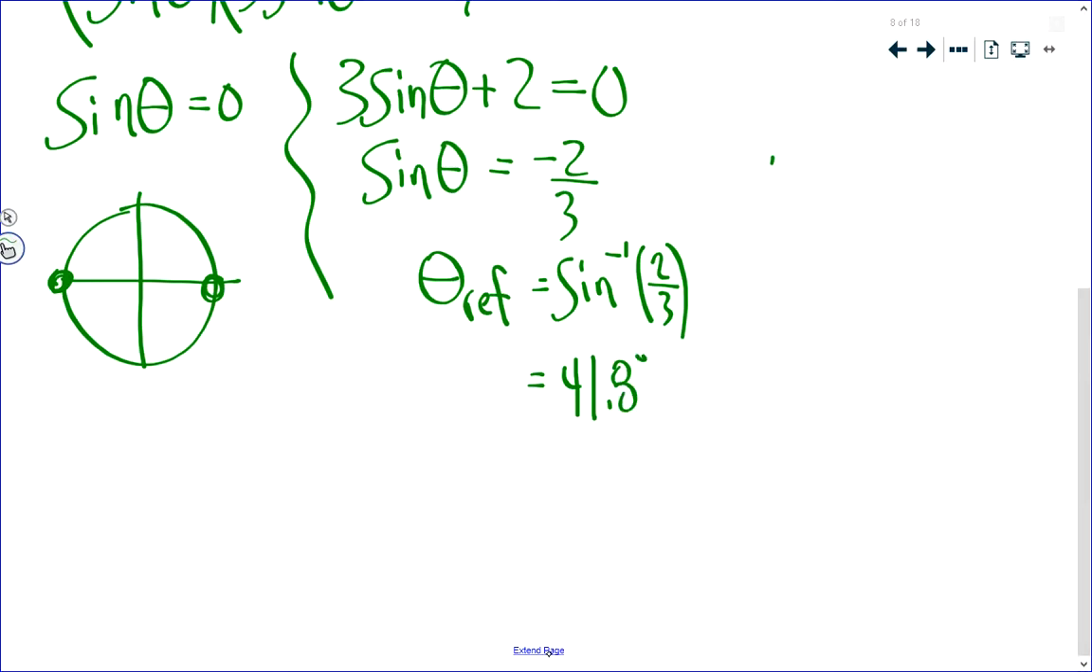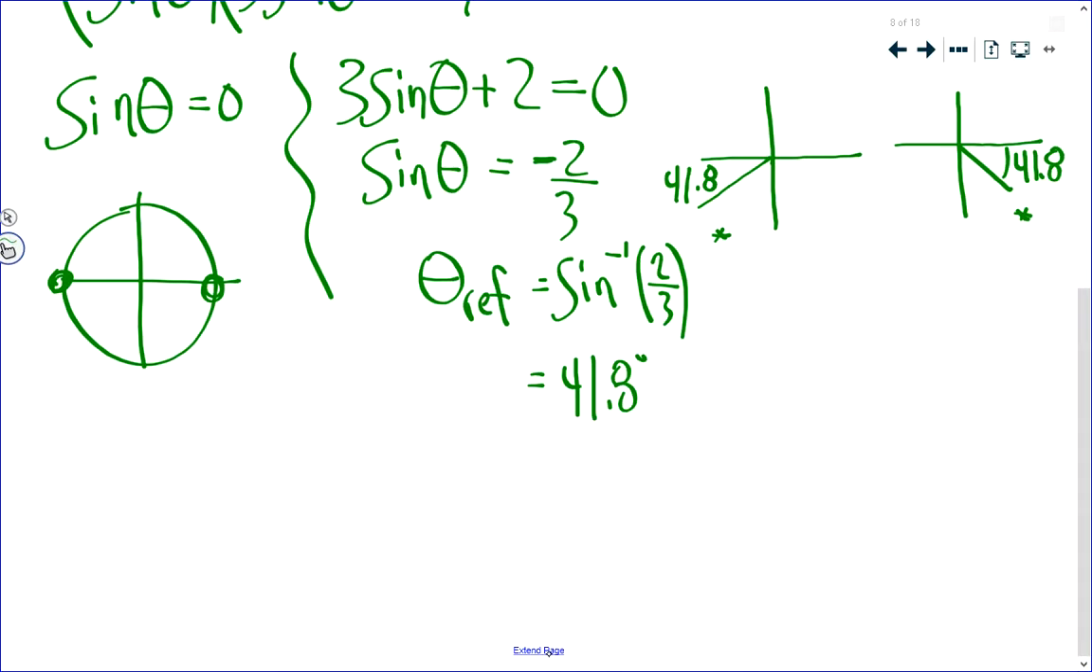And since the sine of the angle is negative, we're going to construct 2 diagrams. One of them will be in quadrant 3, and one of them will terminate in quadrant 4, because those are the 2 locations where sine is negative. And this is 41.8 degrees, and this is 41.8 degrees.